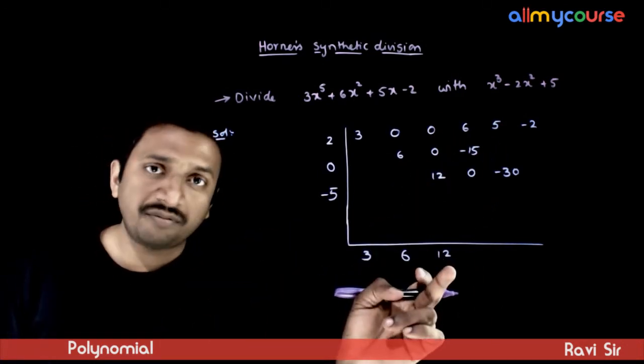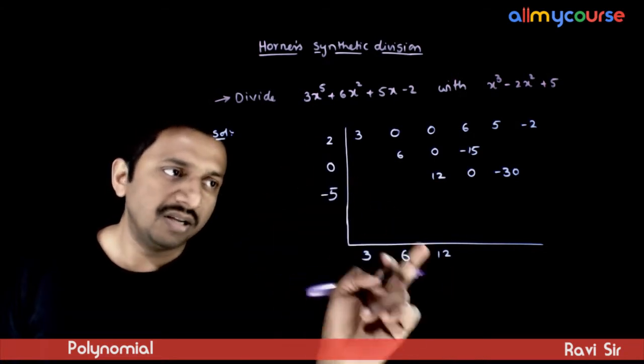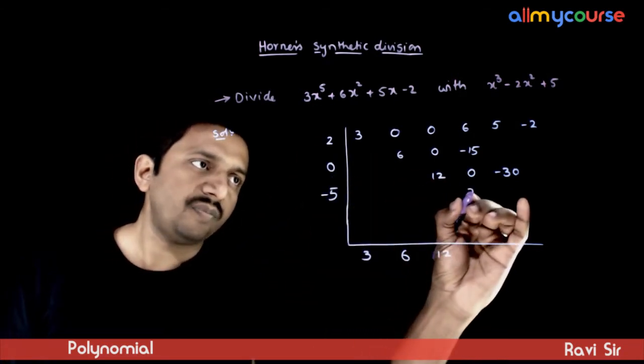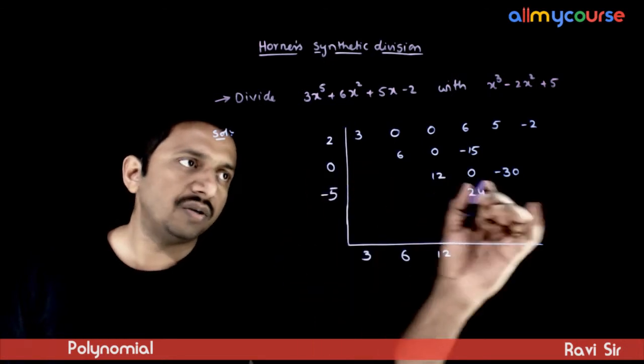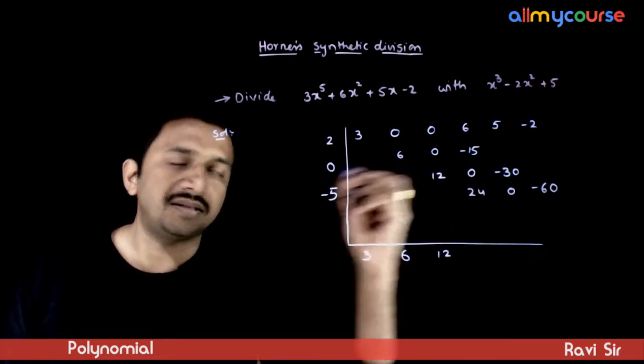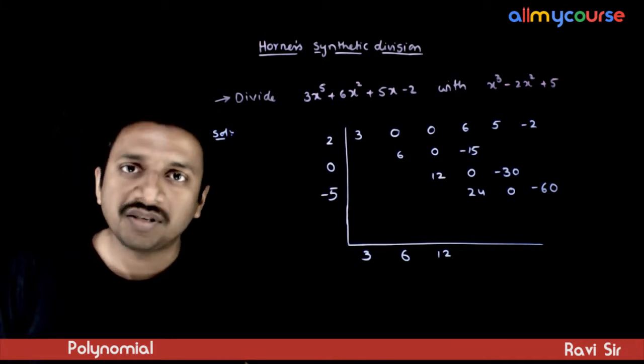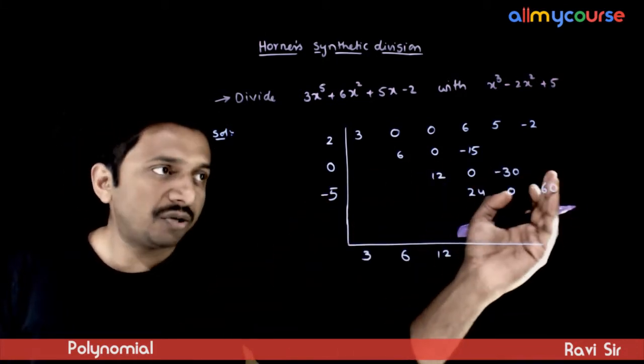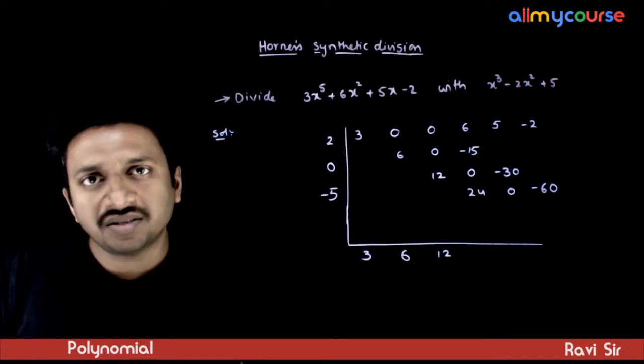Now using this 12, do the multiplication. 12 2s are 24, 12 zeros are 0, 12 minus 5s are minus 60. So hence the division process is done. Once you reach the last column, the division process is done.